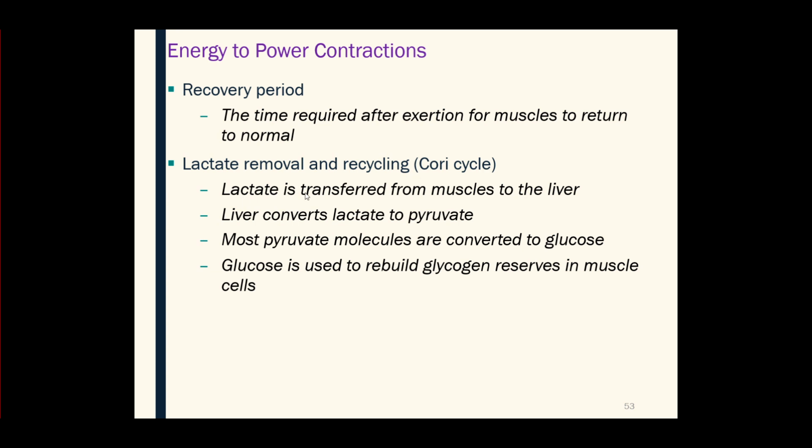Right? So the lactate is transferred from the muscle to the liver. The liver converts the lactate to pyruvate, and then the pyruvate gets converted back to glucose. Now we can reuse this glucose, right? We can send it back to the muscles and rebuild glycogen. Remember we said that glycogen is our stored form of glucose, right? So we can take this glucose and reconvert it to glycogen.